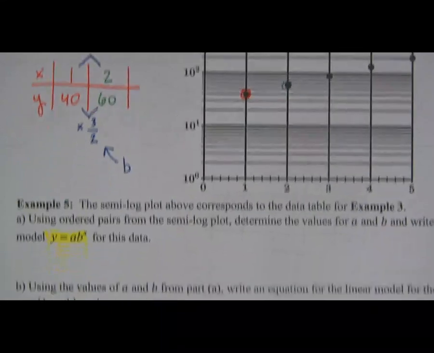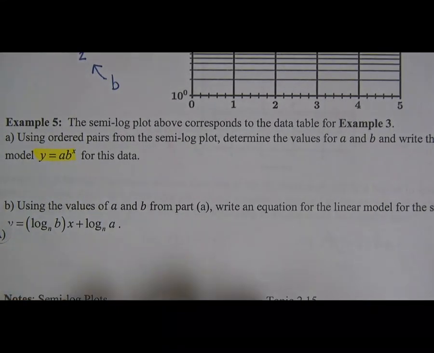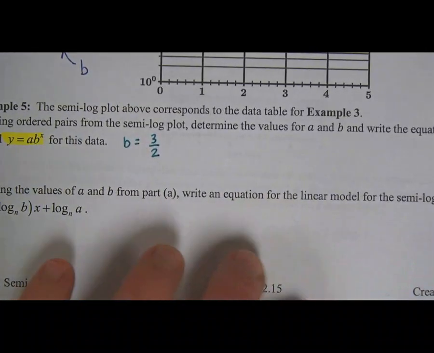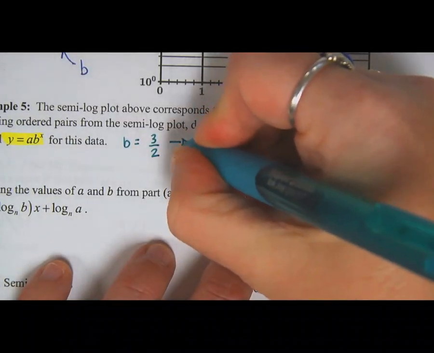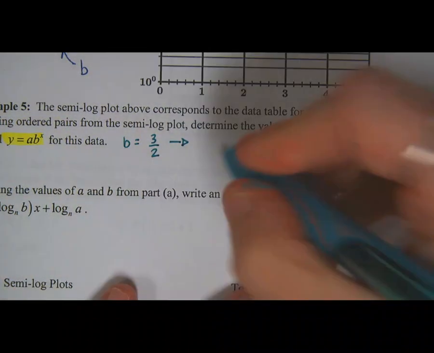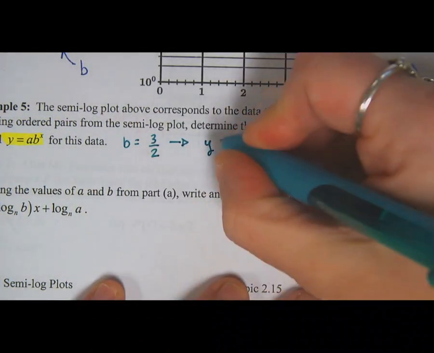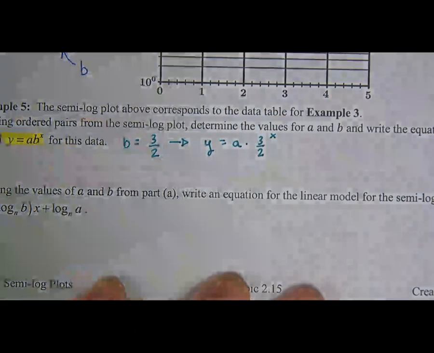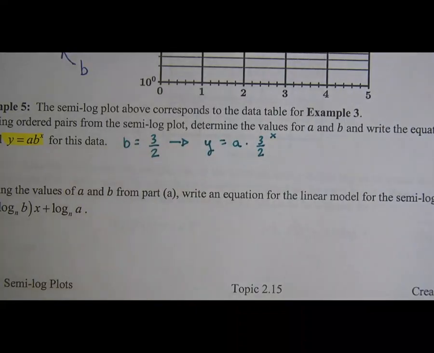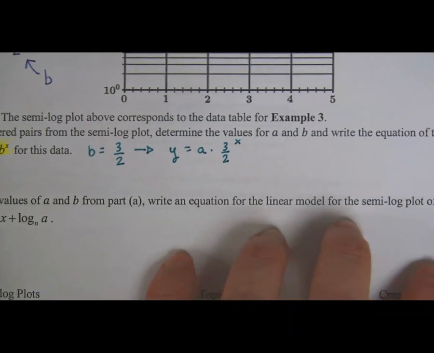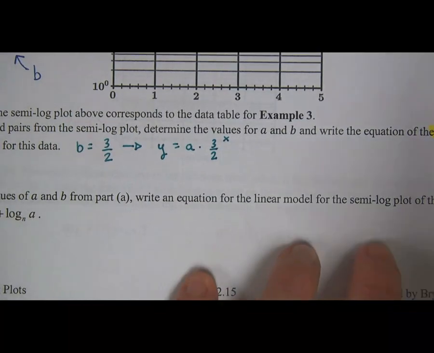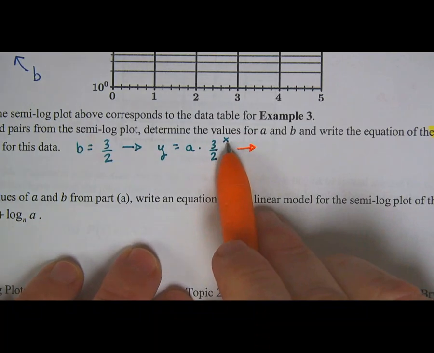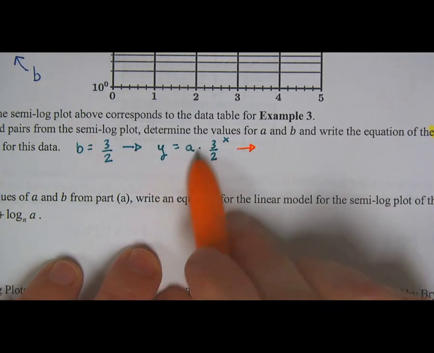Now, here's what I know. Go down to part A. B is 3 halves. So now I can kind of start my process. Y equals A times B to the x power. I just need to figure out A. Well, what you can do is you can use any ordered pair you want and plug in that x value right here and that y value right here, and that'll allow you to solve for A.